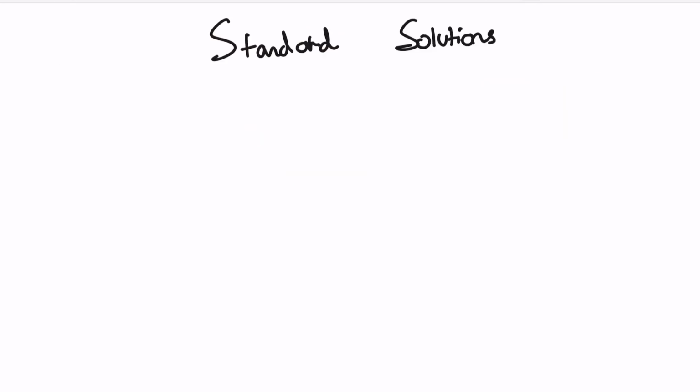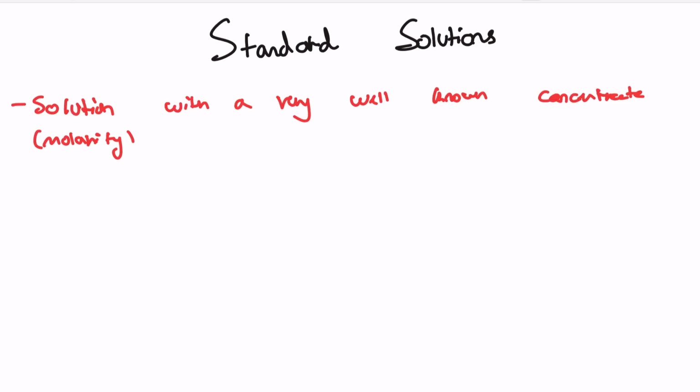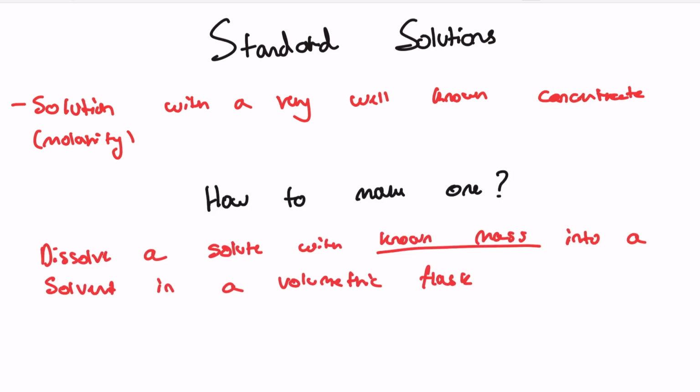You also need to know what a standard solution, also known as a stock solution, is. This is just a solution with a very well-known concentration or molarity. More on molarity in a moment. To create a standard solution, you take a solute with a known mass and you dissolve it into a solvent inside of a volumetric flask. Emphasis on the volumetric flask part. If there's ever a question in AP Chemistry that asks you what tools to use to make a standard solution, volumetric flask is always the answer, every single time.